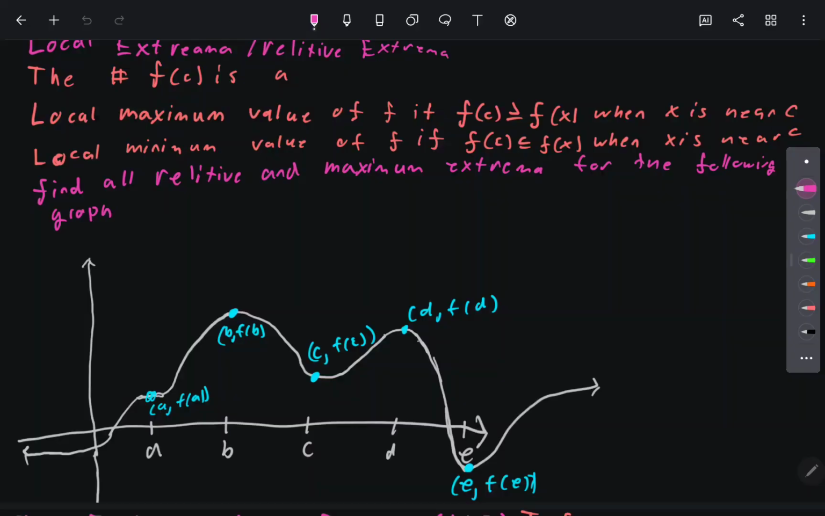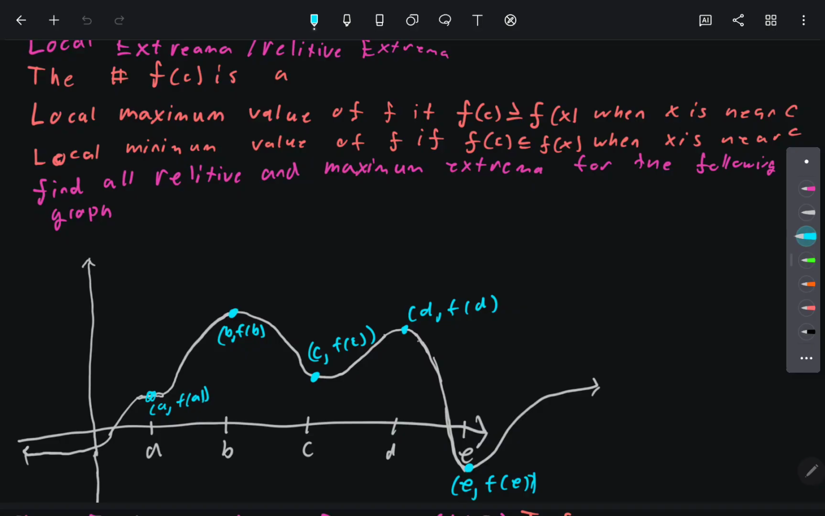f of c is a local minimum value of f if f of c is less than or equal to f of x when x is near c. Find all the relative and maximum extrema for the following graph. So, interestingly enough, I just want to talk us through this. The difference is that a maximum extrema is for the entire interval. It's going to be the highest value over the entire interval. However, many functions will often have areas that are higher than the rest or lower than the rest. And these two are extremas in many cases.